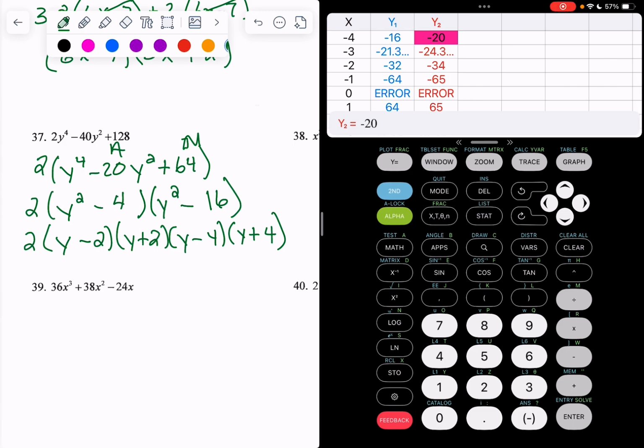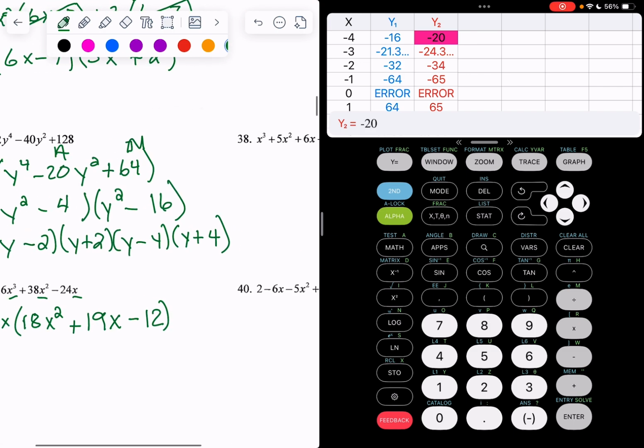Let's look at the next one. All right, we have 36, 38, and negative 24. I'm going to take out a 2. Let's just see if this works. 36 divided by 2. Oh, we could take out an x also, because there's an x, an x, and an x. So we're going to take out 2x. 36x cubed divided by 2x is 18x squared, plus 38 divided by 2 is 19, which is good because that's a prime number. So we did choose the greatest common factor, and minus 12.